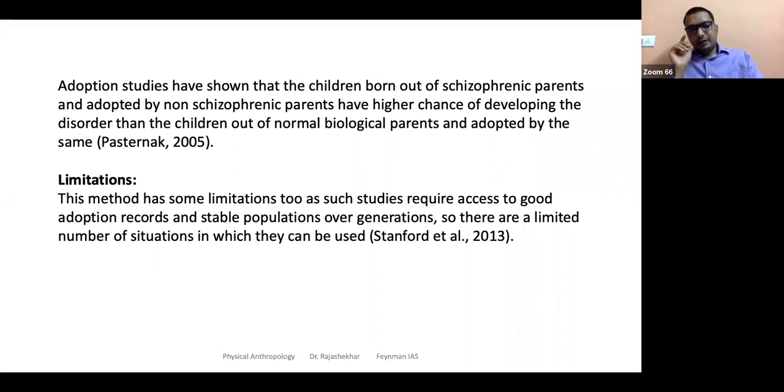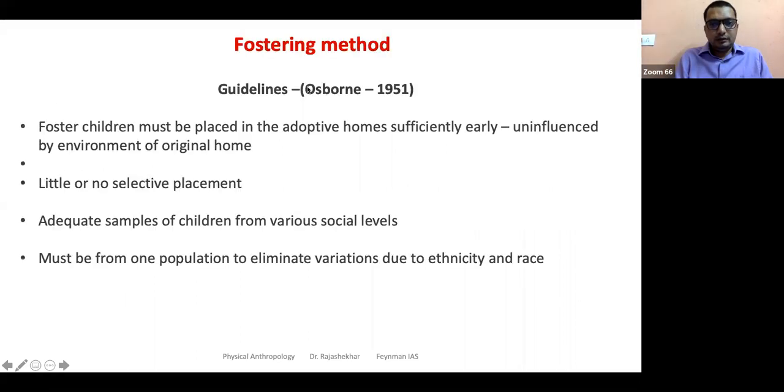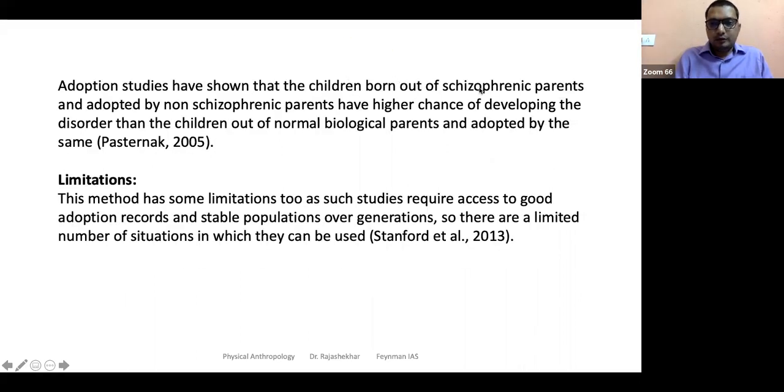One study, from 2005: adoption studies have shown that children born to schizophrenic parents who suffered from schizophrenia, and adopted by non-schizophrenic parents. So the parents had schizophrenia, but the children were sent to families where the parents didn't have this problem. They have a higher chance of developing the disorder than children born to normal biological parents and adopted by the same.